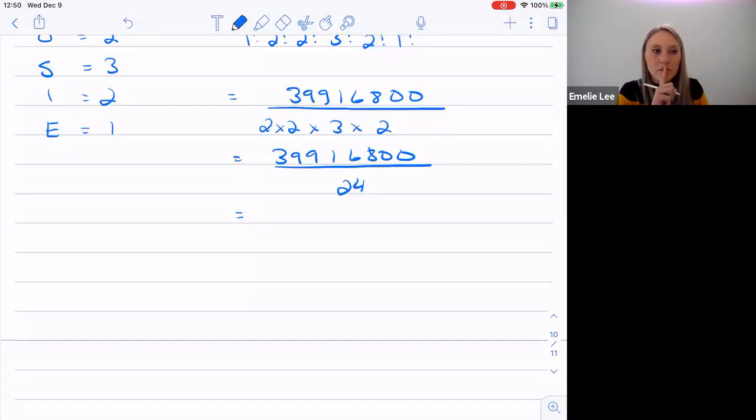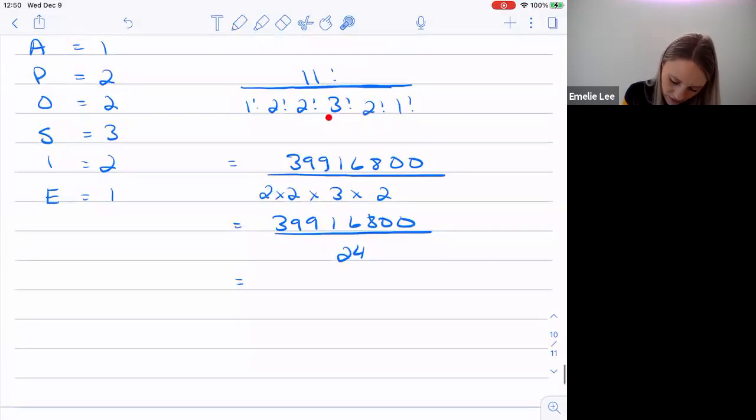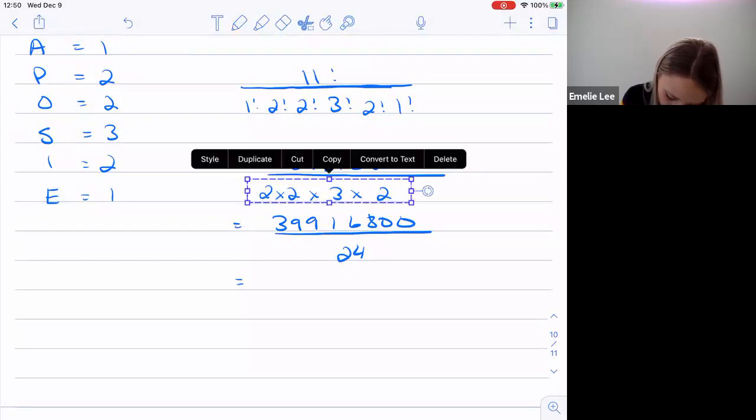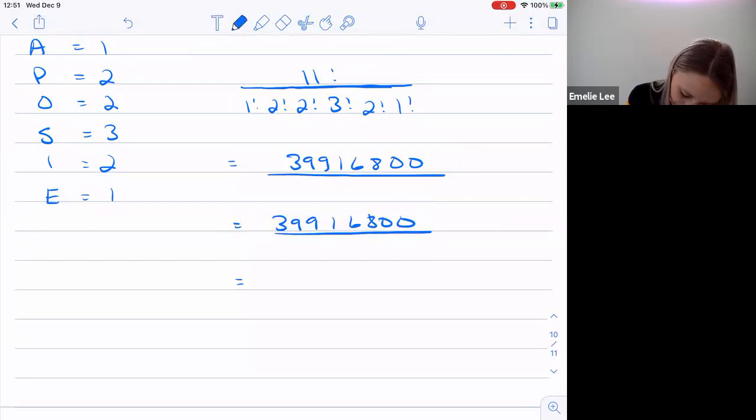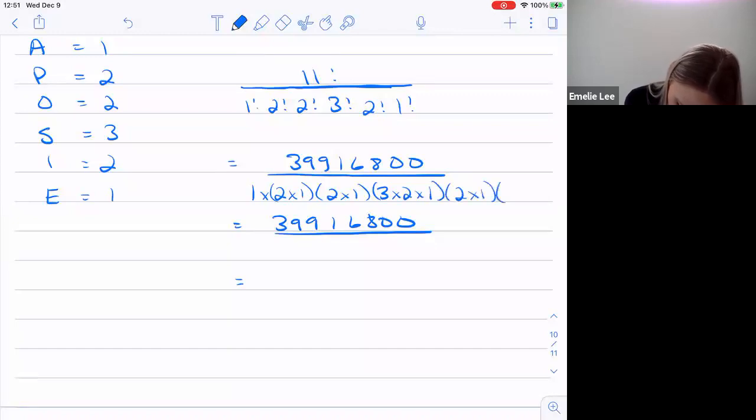Oh, I screwed up. 3 factorial times 2 factorial. I'm sorry, I should do that properly. I mucked it up. 1 times 2 times 1 times 2 times 1 times 3 times 2 times 1 times 2 times 1 times 1.